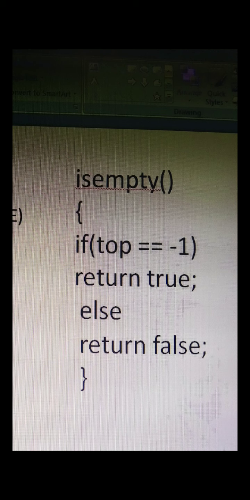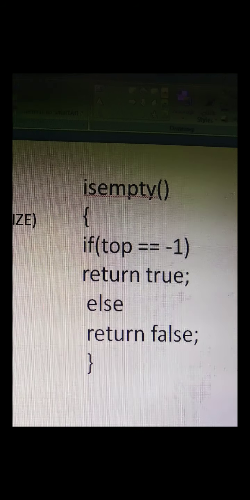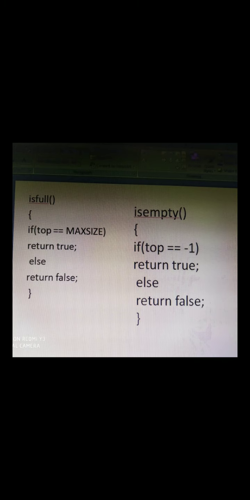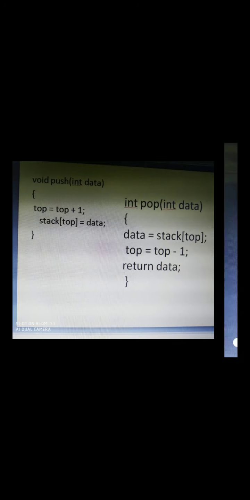Else, if the top value is 0, 1, it indicates that there are some elements in the stack, so you can go for the pop operation. So these are the two functions you are mainly using for checking for full or empty.